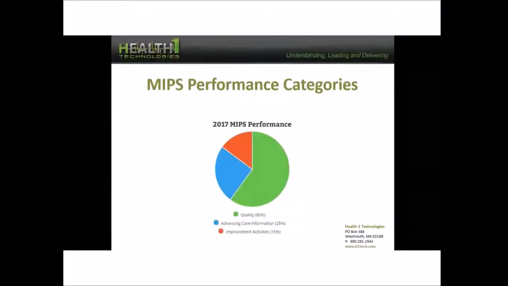So the categories that are available for MIPS: quality, which is PQRS, that's the old PQRS program; advancing care information, which is meaningful use; and then the last one is the improvement activities, which is a brand new category to us.